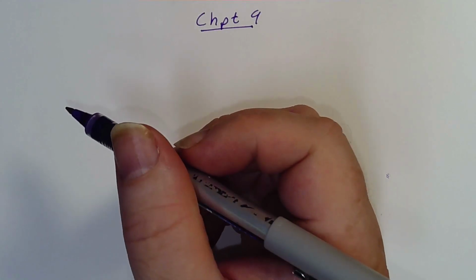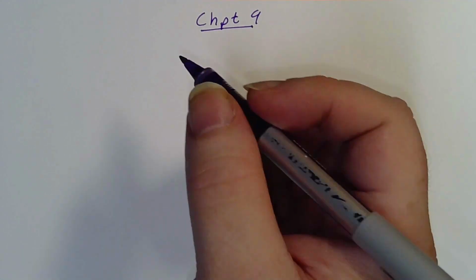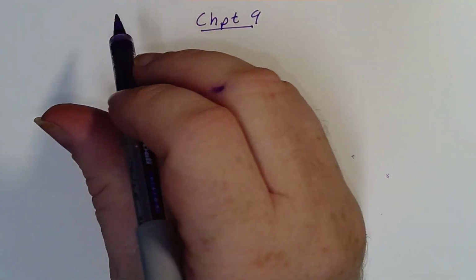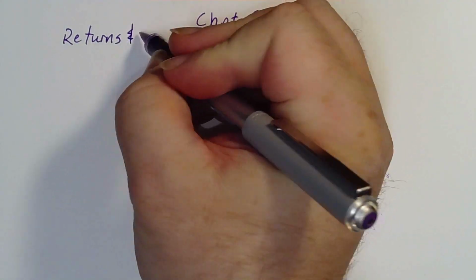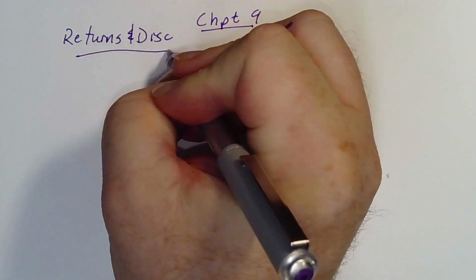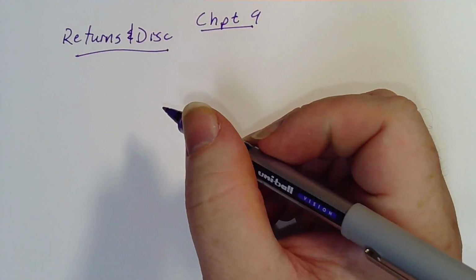Okay, what we've learned about receivables up to now is, if you remember when we worked on sales and inventory, look at that, all that ink. We talked about returns and discounts. So let's take a look at what a return and discount was.